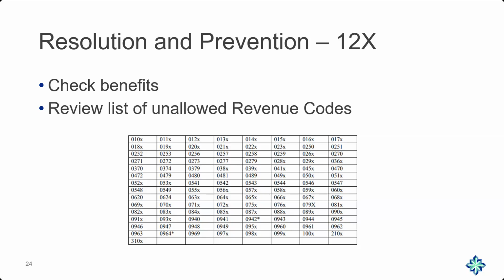I do have a link to this on your resource slide, so you don't have to try to write it down here. I do have a screenshot of the table that's in the internet-only manual. That was the claims processing manual. These are lists of revenue codes that are not acceptable on a 12X type of bill. So this should be easy to prevent. It might be that your billing software needs to be updated with some of these revenue codes so that it knows not to put them on a 12X type of bill.